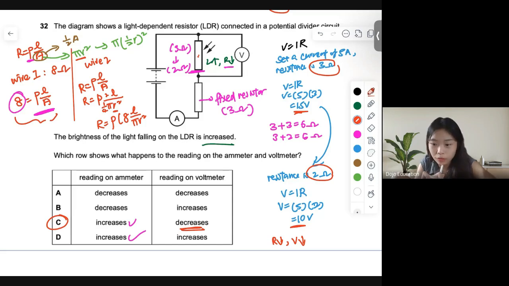If you don't remember the relationship, even between I and R, for example, you don't know when resistance increases, what happens to the current? Does it increase or does it decrease? I also don't know. I can't help you in the exam, so you need to sub in values to find out for yourself. And it will work.